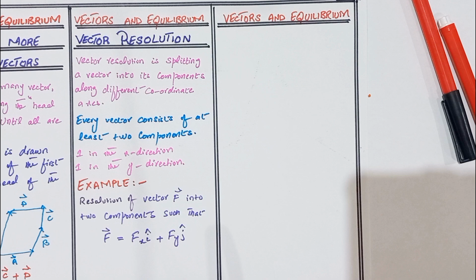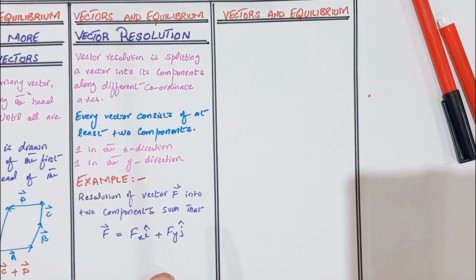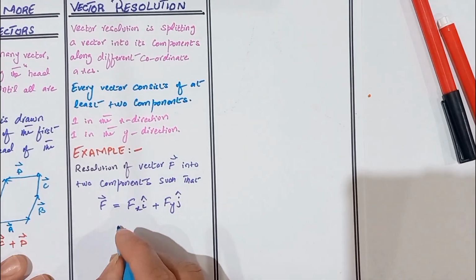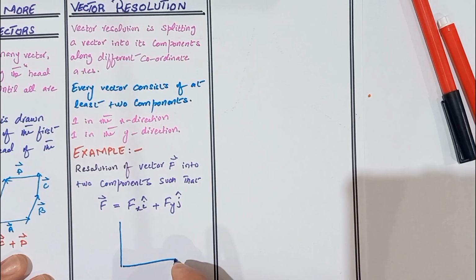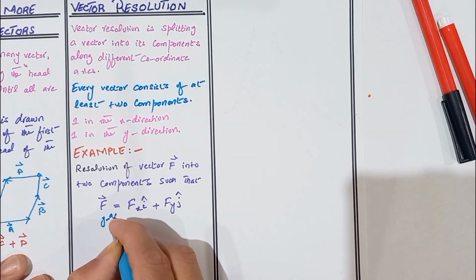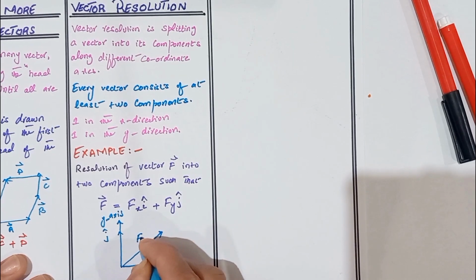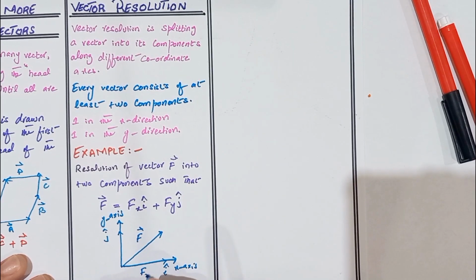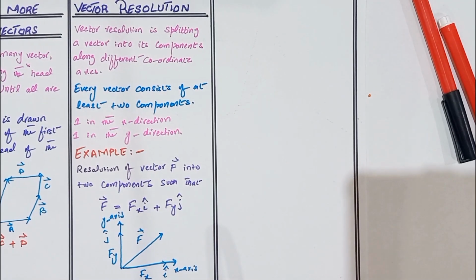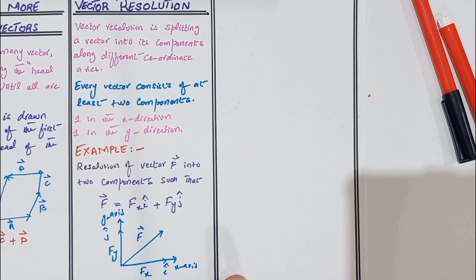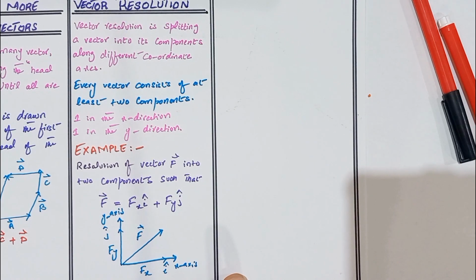Here we show it graphically. Here we take the two axes, x axis and y axis. Along x axis the unit vector is i and along y axis the unit vector is j. This is the force vector F. It has two components. Along x axis is Fx and along y axis is Fy. This is how we resolve the vector into two components.